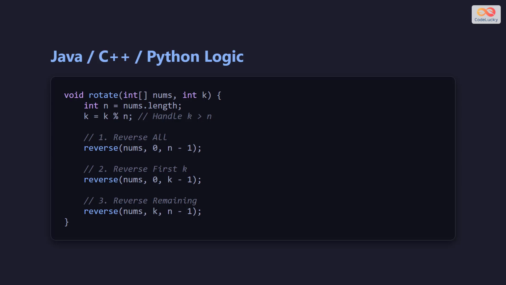Here is the logic in pseudocode. We calculate the effective k, then call a helper reverse function 3 times. This clean structure is easy to read and debug.